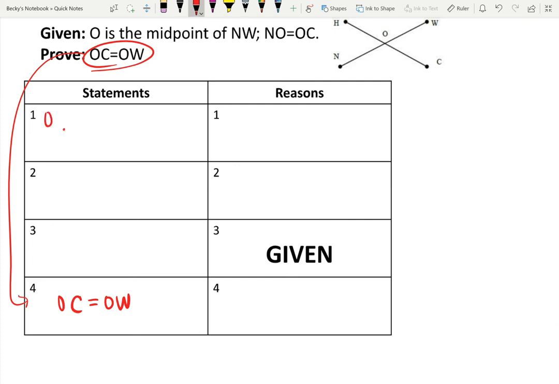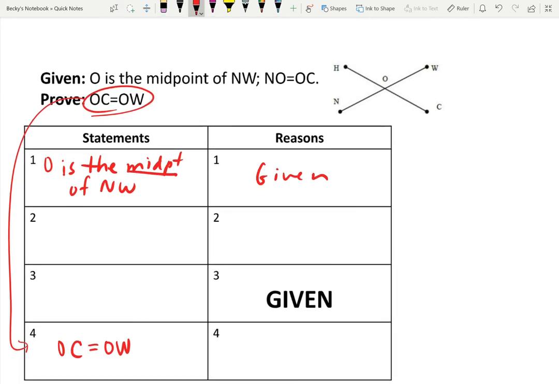O is the midpoint, and I'm going to abbreviate, of NW, given. Now, rule of thumb, if you see a definition or vocab word, you're going to apply it, okay? So midpoint means what? Find NW, and O is the midpoint. So a lot of people just put a big dot there. That's not the way we indicate that's the midpoint. We know a midpoint means it's in the middle, so I'm going to put the two congruent marks on the diagram. Now, since it's the midpoint, I know those two segments are now equal.